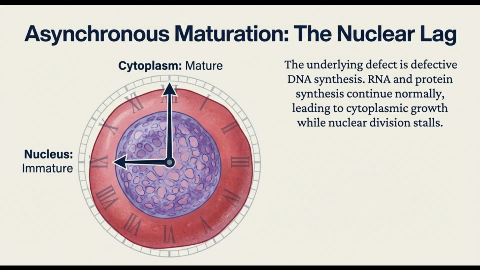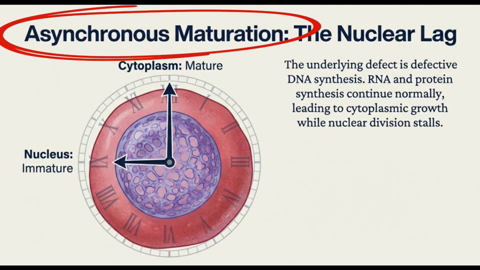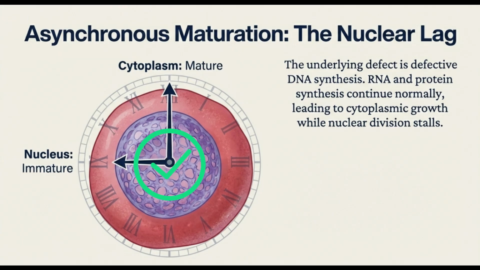And this defect in DNA synthesis leads us to the absolute core of the problem, a really fascinating phenomenon called asynchronous maturation. Think of a cell's development like a clock, where the nucleus and the cytoplasm are supposed to mature together, in sync. But in megaloblastic anemia, it's like the hands of the clock are pointing in totally different directions. Because DNA synthesis has ground to a halt, the nucleus stays big, it stays immature, but at the same time, RNA and protein synthesis are just humming along, no problem. This causes the cytoplasm to grow and mature normally. It's this fundamental mismatch, this asynchrony, that is the true hallmark of megaloblastic change.